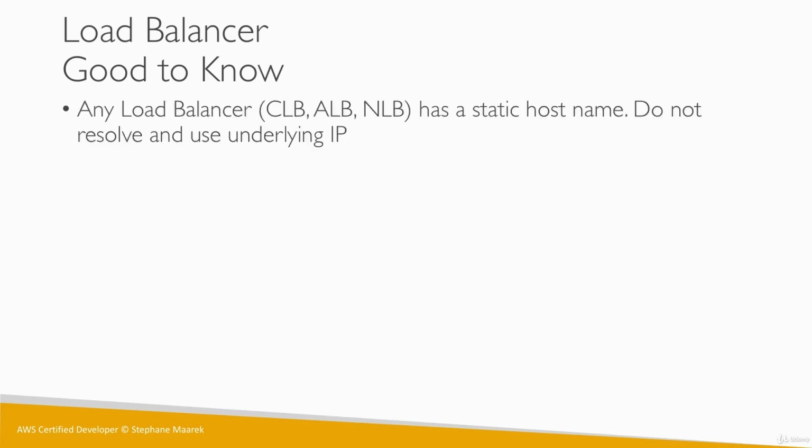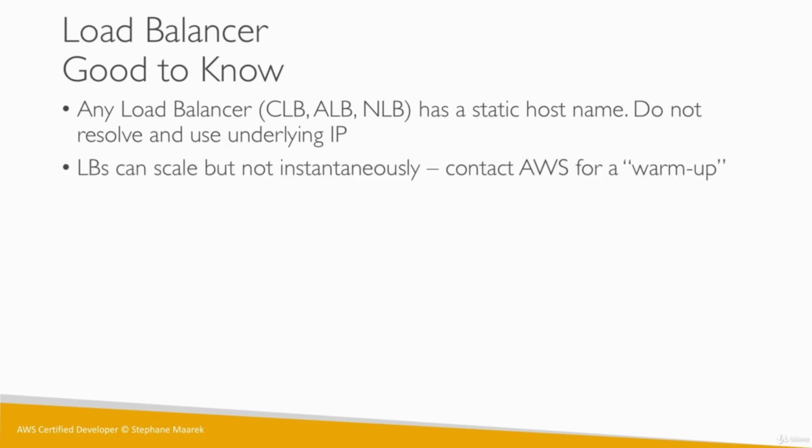Also, all these load balancers, classic load balancer, application load balancer, and network load balancer, they have static host names. That means that basically we get a URL, as we'll see in the hands-on in the next lecture, and that will be the URL that our application will use from then on. We should not resolve that URL and use the underlying IP. That is also a very popular question. Load balancers can scale, but not instantaneously. So basically, if you expect a massive load, and it's expected for you, you should contact AWS for them to warm up your load balancer so that they scale with you.